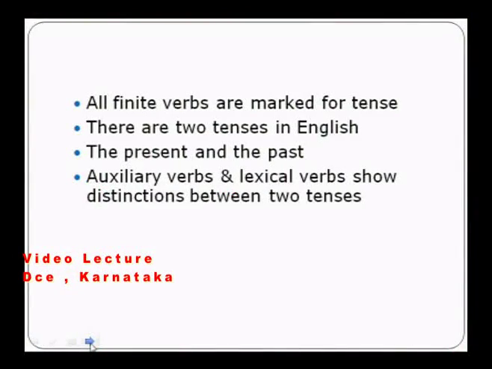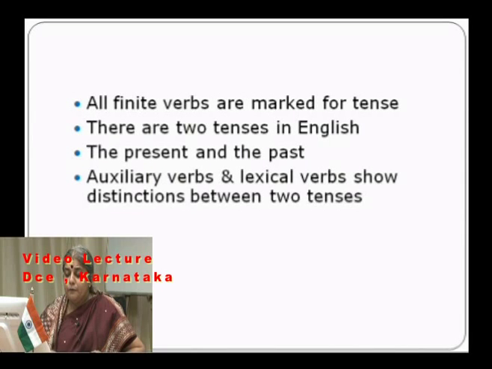Good morning everybody. Today we shall look into the aspect of tense. Tense, the present and the past. Please look at your monitors. What is a tense? Let us try to understand what a tense is. All finite verbs are marked for tense. There are two tenses in English. What are they? The present and the past.